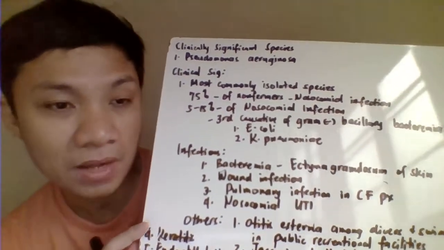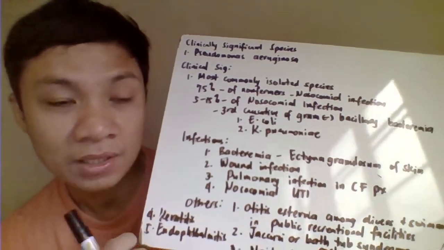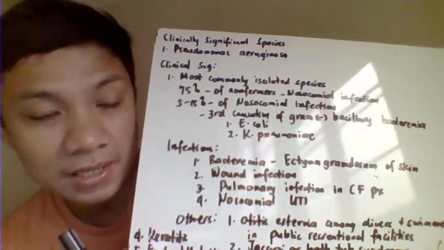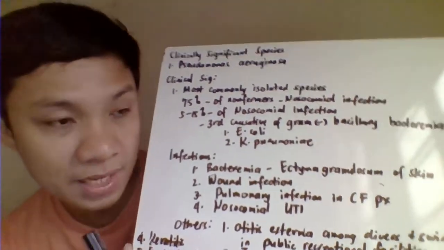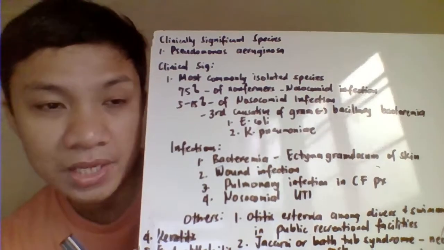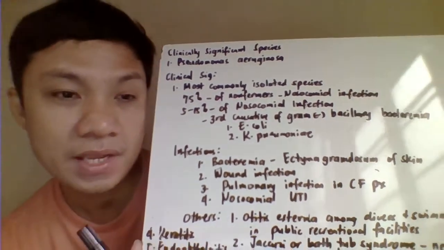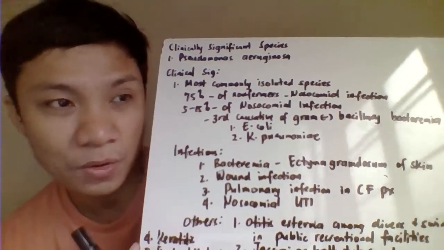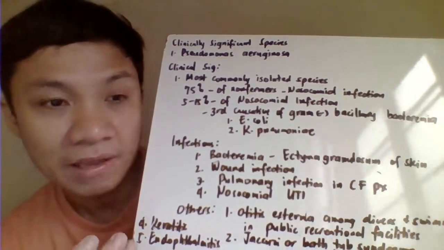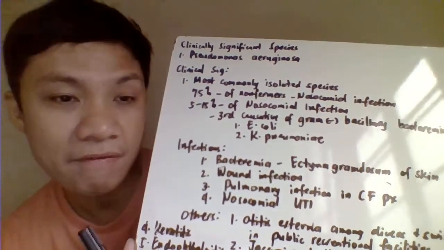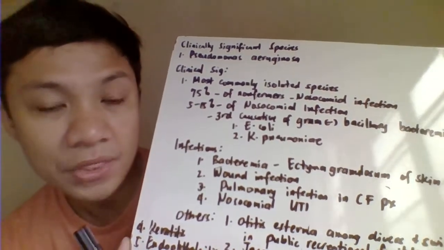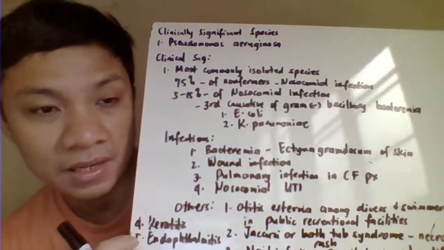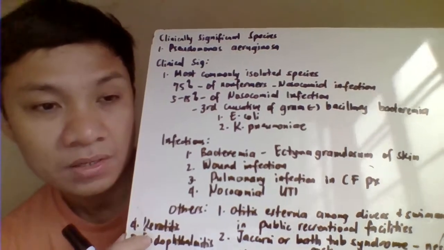But if we talk about the totality of nosocomial infections, not only non-fermenting bacteria but compared with all the other bacteria, it accounts for 5 to 15%. We regard Pseudomonas aeruginosa as the third leading cause of gram-negative bacteremia. The most common gram-negative infection is Escherichia coli, followed by Klebsiella pneumoniae. The third one would be Pseudomonas aeruginosa. So, we have here the significant infections caused by Pseudomonas aeruginosa.